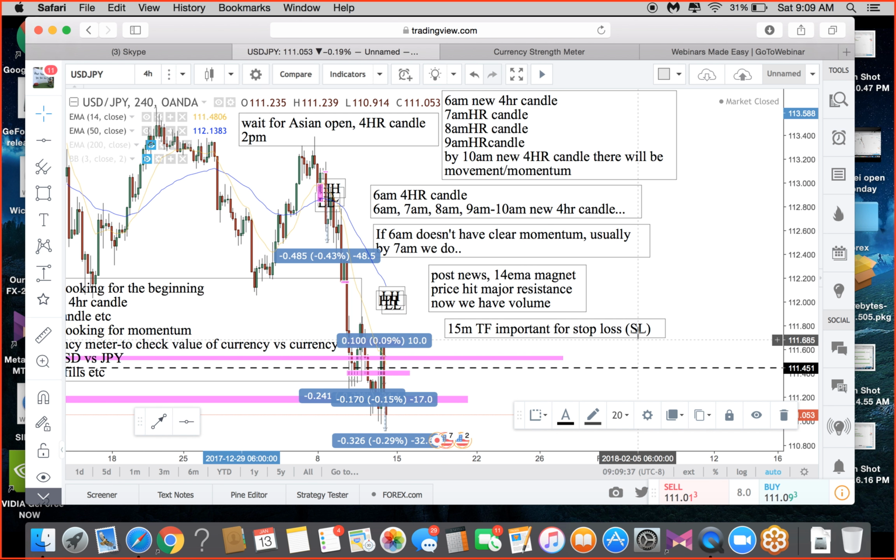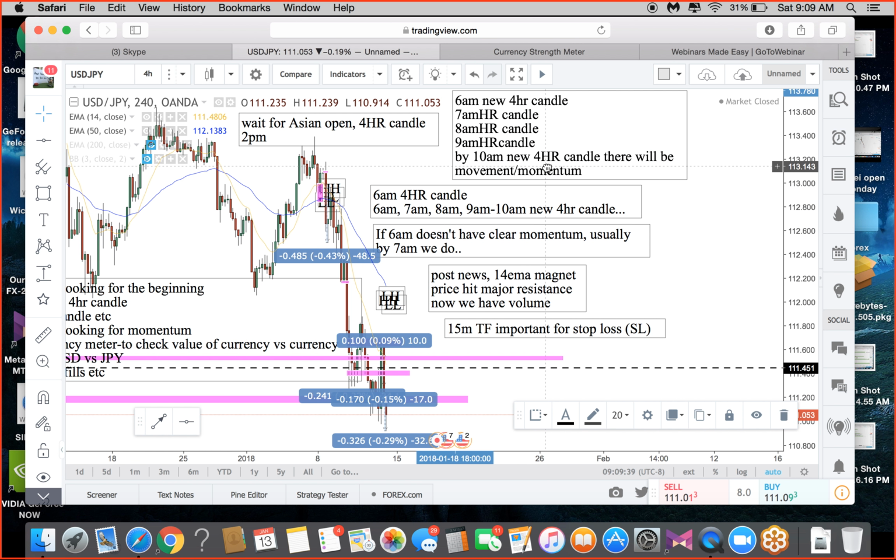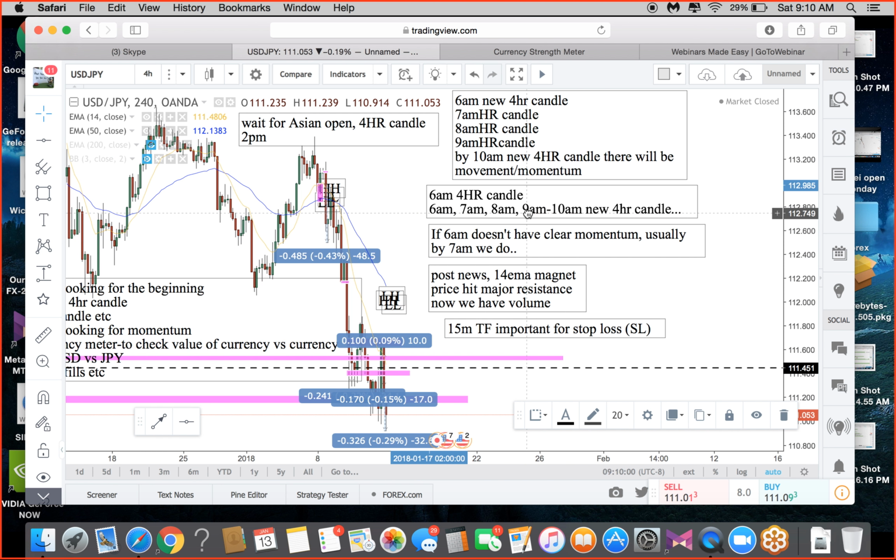But if I'm scalping, the most important times for me to scalp are going to be the beginning of the 4 hour candle for 6 a.m. and then 7 a.m., because I like my profits to come quickly. So if I'm scalping, I want to get in and out within 15 minutes to 30 minutes. So I already know that my 6 a.m., I'm going to have a push.